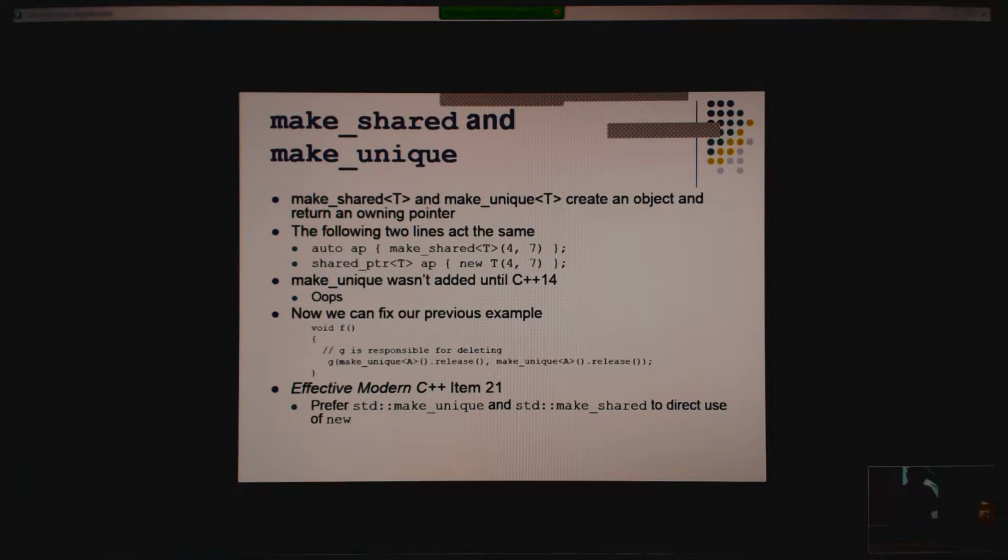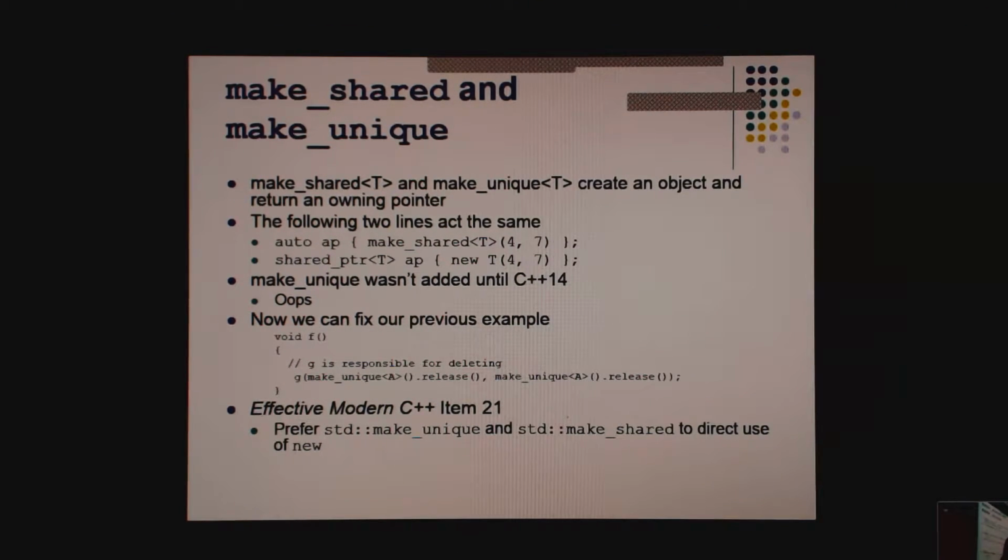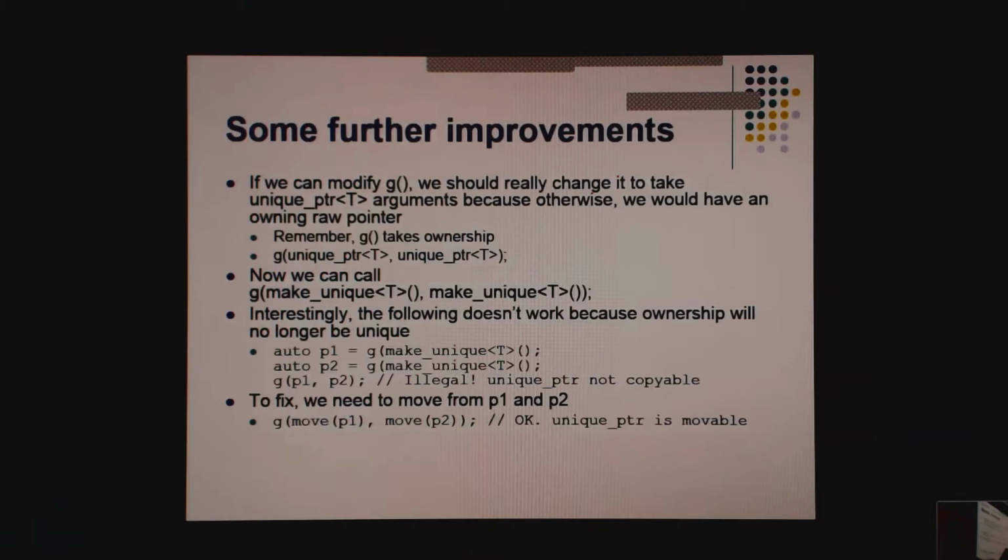So in the C++11 edition of Effective C++, it says prefer std::make_unique and std::make_shared to direct use of new. So whenever you create an object, use make_unique to create the object and return you a unique pointer to it, and make_shared to return you a shared pointer to the object. So there are some further improvements that we could make.